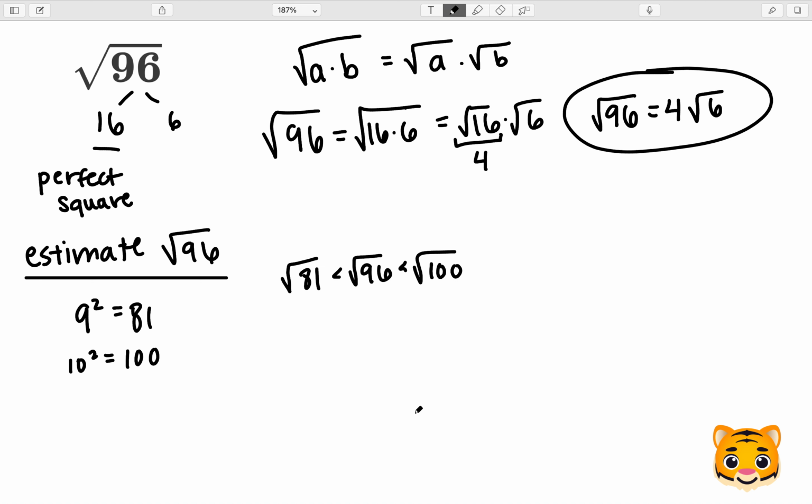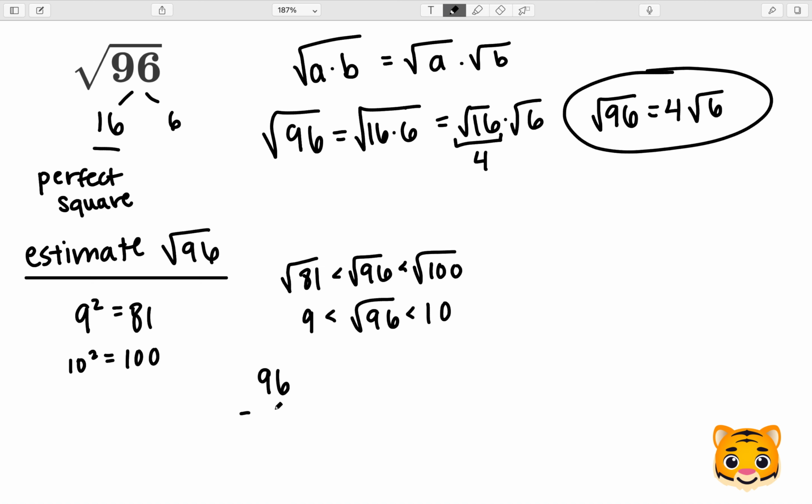Because 9 squared equals 81, we can rewrite the square root of 81 as 9. Similarly, because 10 squared equals 100, we can rewrite the square root of 100 as 10. Now you can see that the square root of 96 lies between 9 and 10. In order to find which value the square root of 96 most closely aligns to, we can take a look at the difference between 96 and our perfect squares by subtracting them.